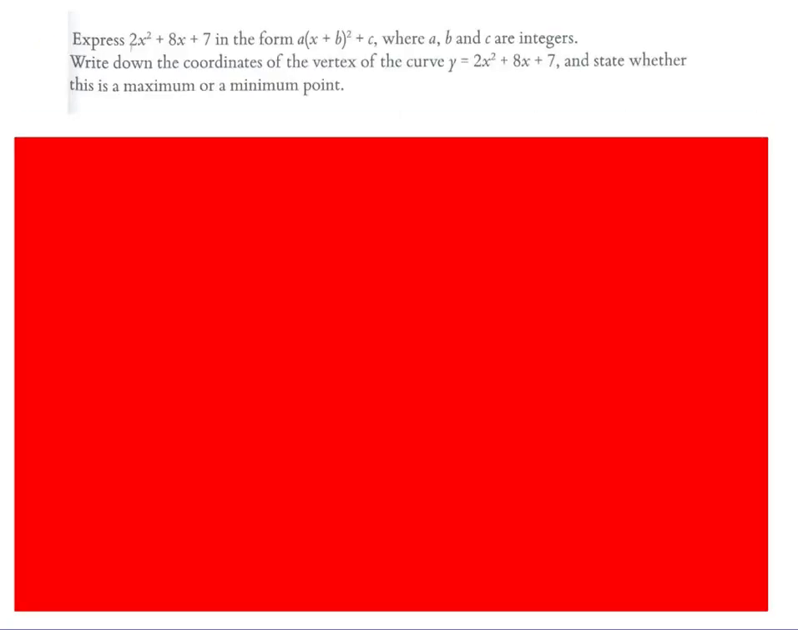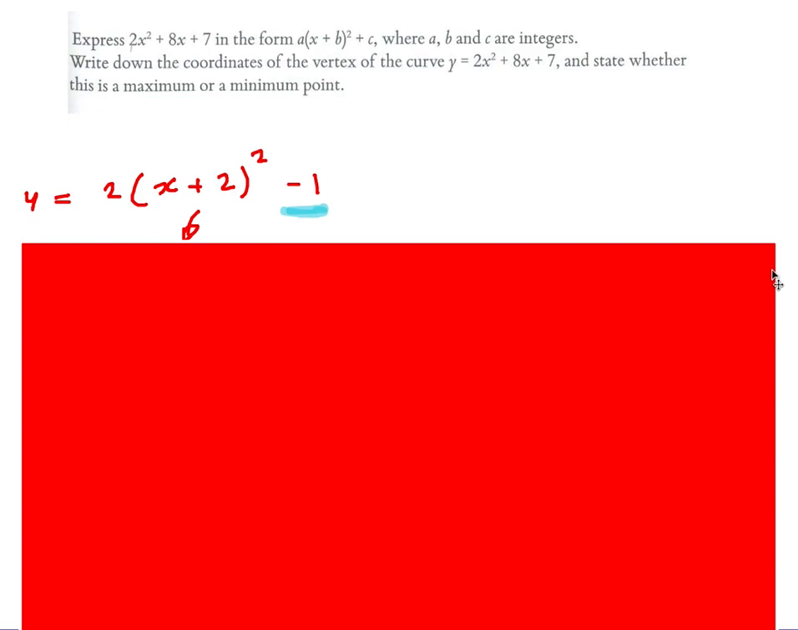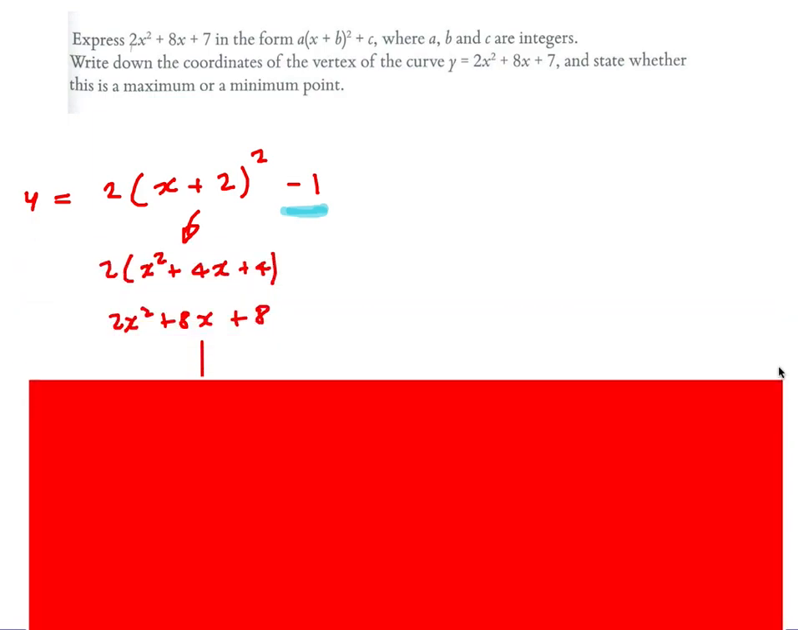Okay, you've got 2 left. Here we go. These are the more difficult ones. Again, definitely A-star questions. 2x squared plus 8x plus 7. Again, in this form here. Then I need to find out the coordinates of the vertex. Then find out if it's a maximum or minimum. I'm going to follow my method as before on this one.